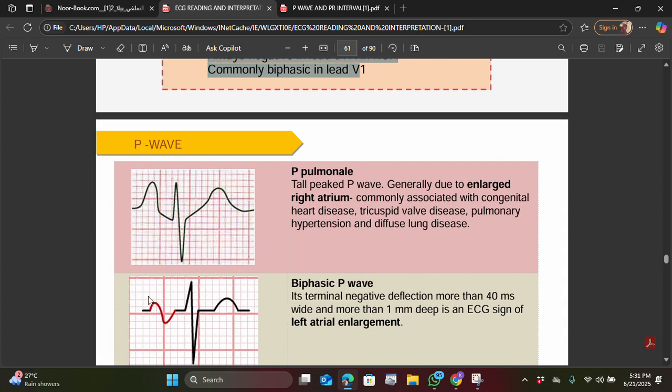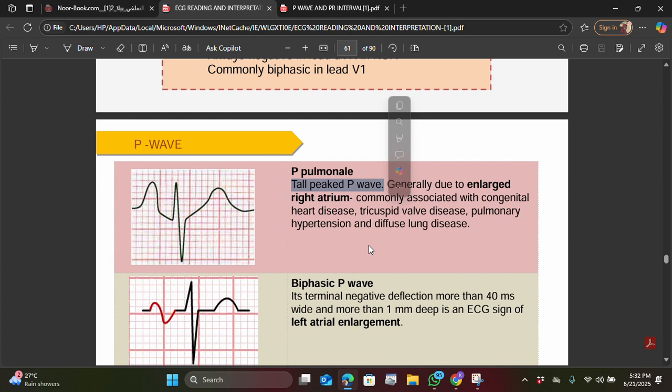Now what happens if the P wave is too wide, or too tall? There's something we call P pulmonale. P pulmonale simply means a tall P wave. So if your P wave is taller than 2.5 small squares, the ECG machine is going to record P pulmonale for you. That's what you're going to see there. And it is usually due to an enlarged right atrium. That's just what causes it.